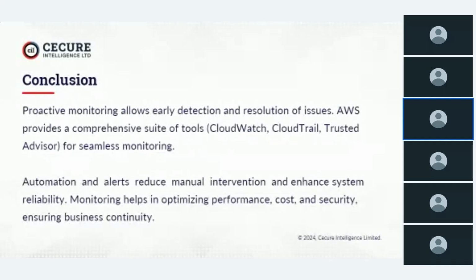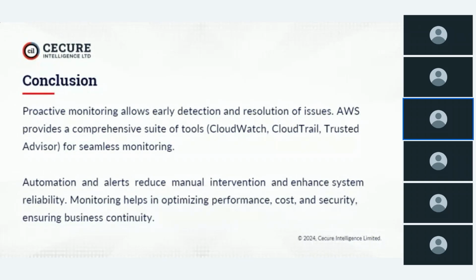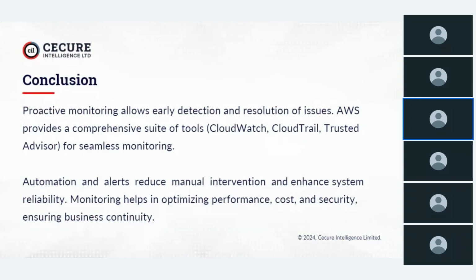In conclusion, proactive monitoring allows us to detect and resolve issues early, right? Like what we saw in the demo, we were able to react to our instance getting overwhelmed before it impacted our users. You don't want to get complaints from your customers first before you know that something's actually bad. And AWS provides a comprehensive suite of tools, CloudWatch, CloudTrail, Trusted Advisor for seamless monitoring, so you can leverage these services to ensure that you are properly monitoring your resources, and nothing takes you by surprise.